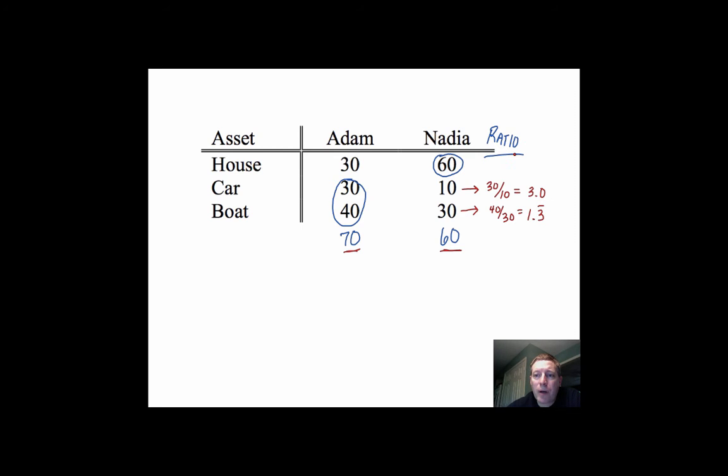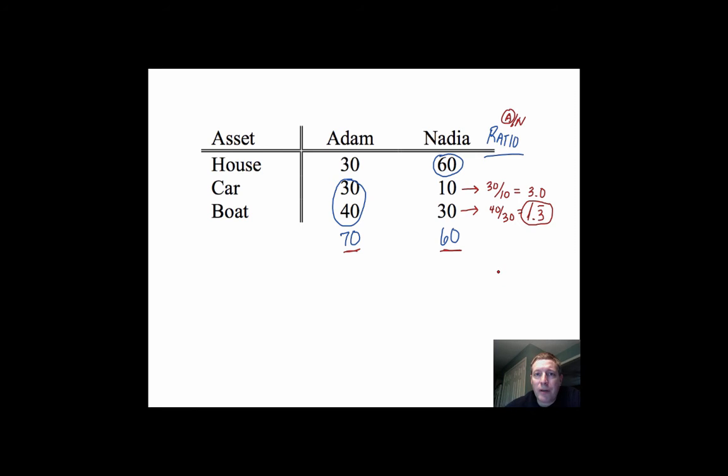And if you think about the way we did this ratio as Adam to Nadia, this is the Adam to Nadia ratio. So if Adam prefers something more, well, then this ratio will be higher. If Adam prefers something less, mathematically, that's something he values least. So between the two, the lowest ratio will tell us what Adam prefers the least.